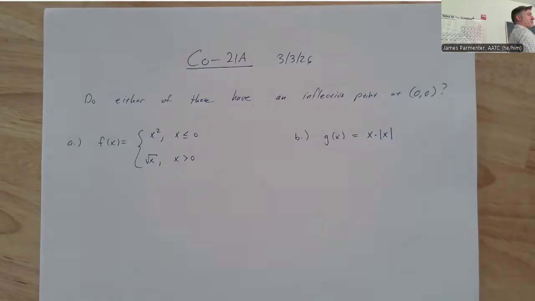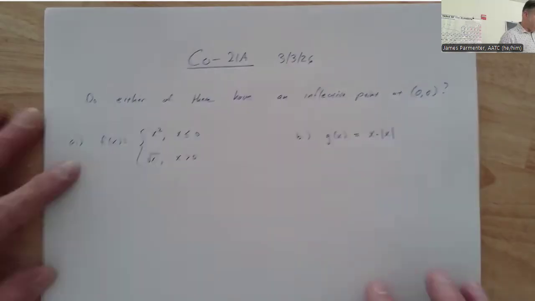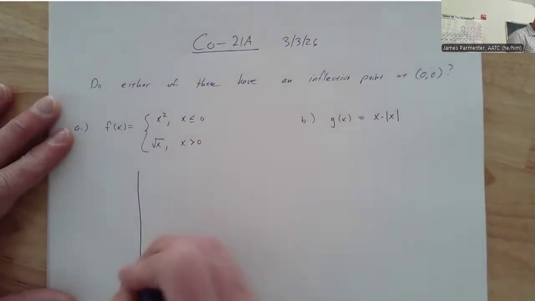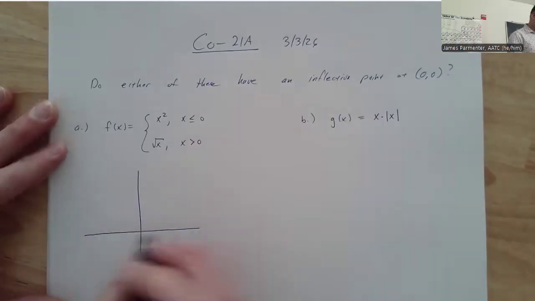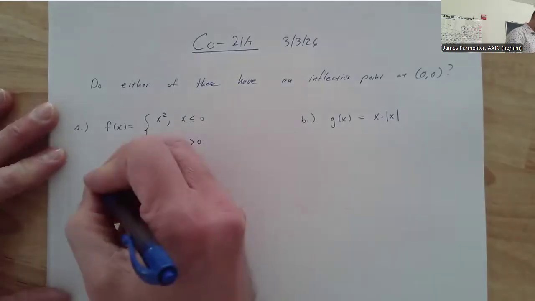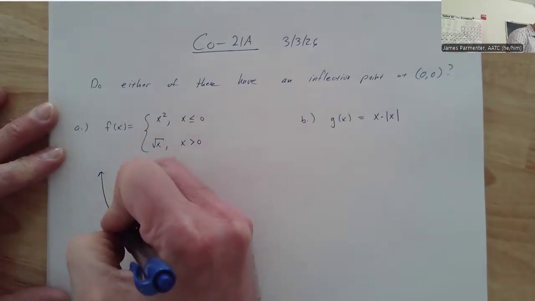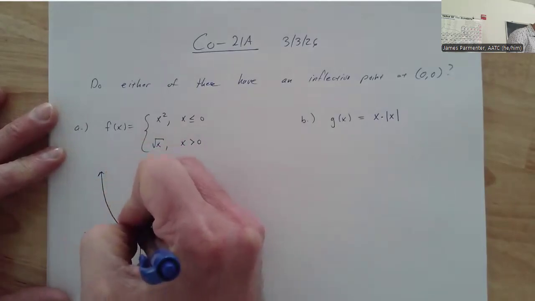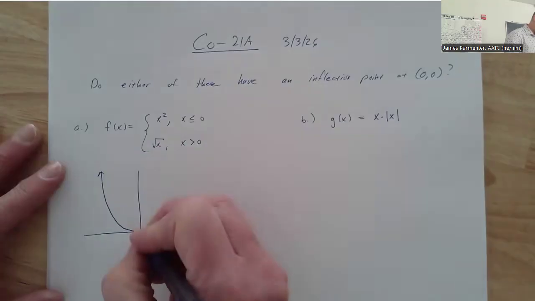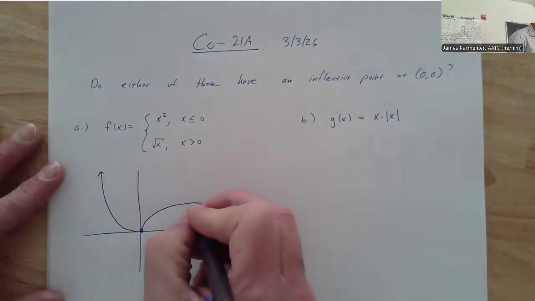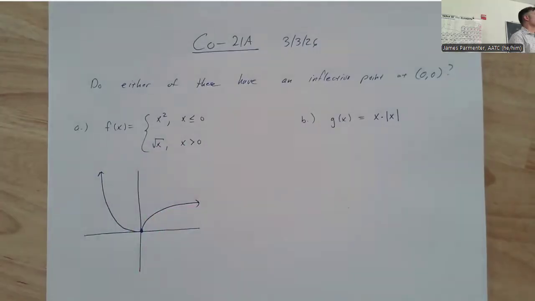So that's a pretty straightforward graph, I think. We know what x squared looks like. We know what the square root of x looks like. So if we graph it, on the left-hand side, it looks like x squared, so your usual upward opening parabola. On the right-hand side, it looks like your square root function, like that. So the question remains, do we have an inflection point at the origin or not?